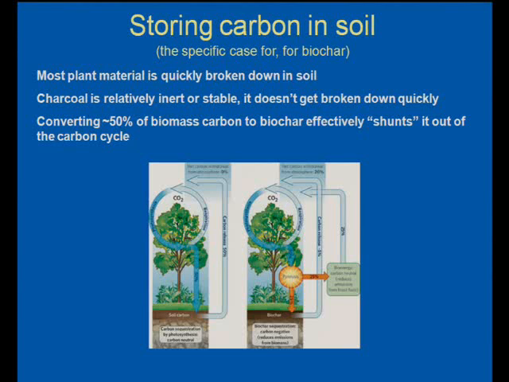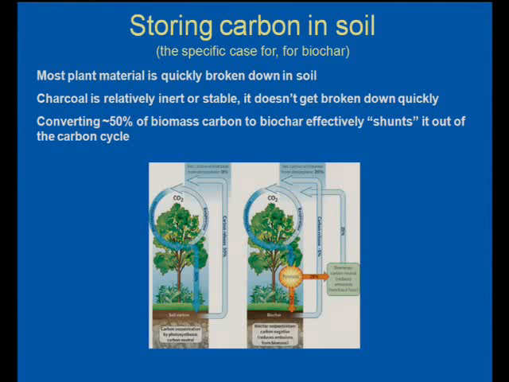So in the case of biochar, we already have the process by which the carbon is being taken out of the atmosphere. What happens to most plant material after it dies is it's broken down relatively quickly, and John has talked quite a bit about this in his talk. He also mentioned that charcoal, by contrast, is relatively inert or stable. It doesn't get broken down quickly by bacteria and fungi.